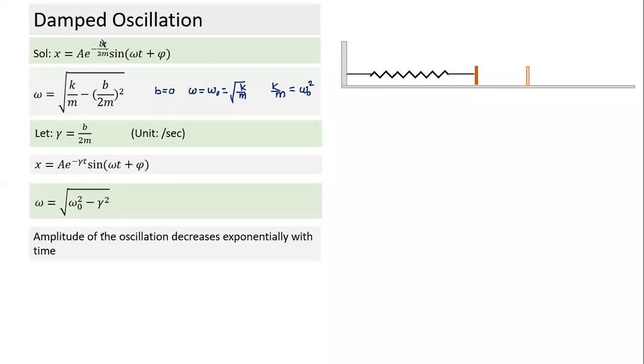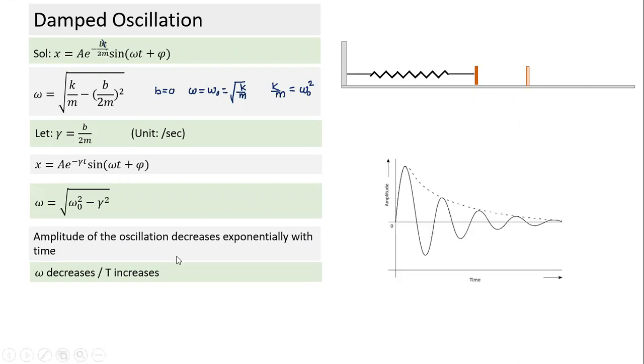So amplitude of oscillation decreases exponentially with time. So the properties of exponential function will apply. Something like this. Compared to what we notice here, yes, omega has decreased and t has increased. So this omega definitely is less than omega naught. Omega is lower, hence time period is higher. So compared to undamped oscillation, damped oscillation time period increases.